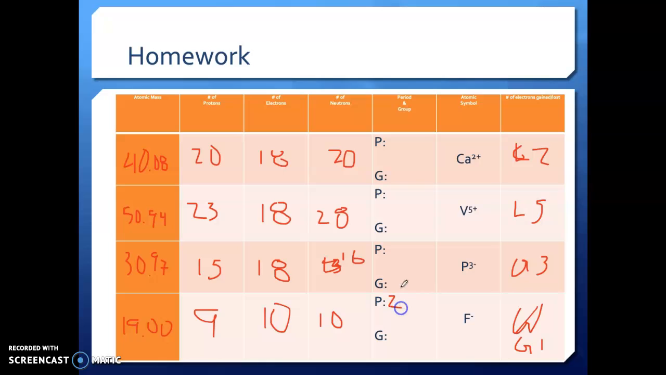Period is row. This is row 2, group 17. And which one is this? This is phosphorus. This is row 3 or period 3, group 15. We have iron, which is in row 4, group 8. And lastly, I have calcium, which is in row 4, column 2, period and group. Remember, everything in the same group has the same or very similar properties. So all these have different properties, even if they're somewhat similar.